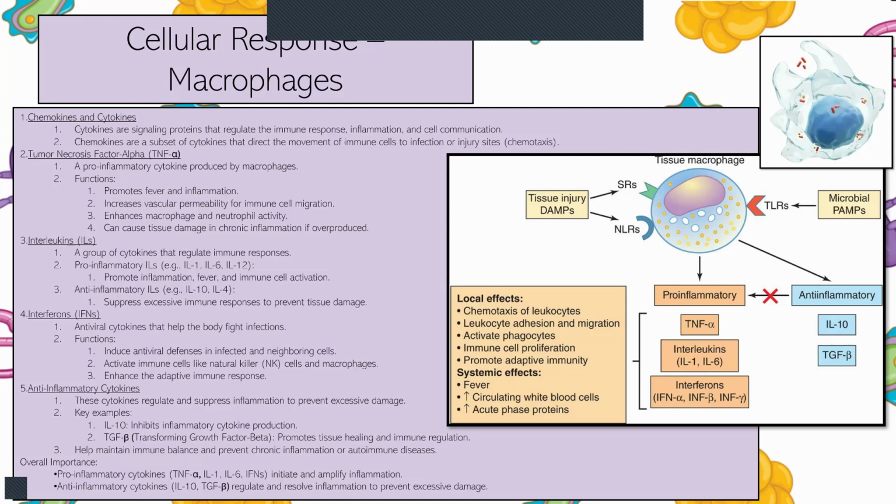This intricate communication network ensures that inflammation is swift and effective when needed, but also controlled to prevent unnecessary harm. When balanced, these signals protect the body. When dysregulated, they contribute to chronic diseases, autoimmunity, or uncontrolled infections.